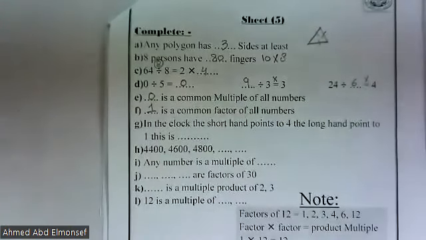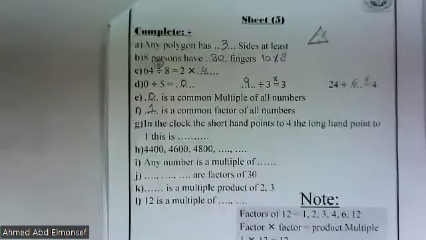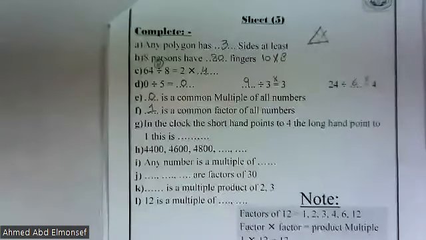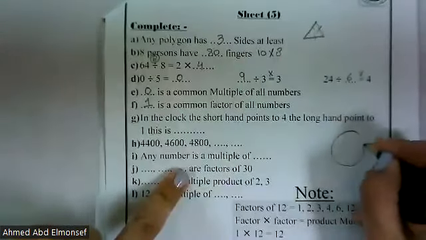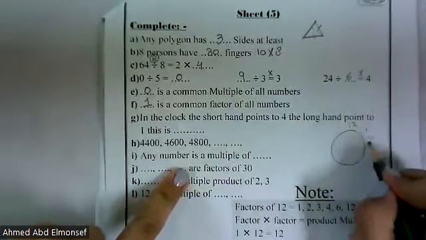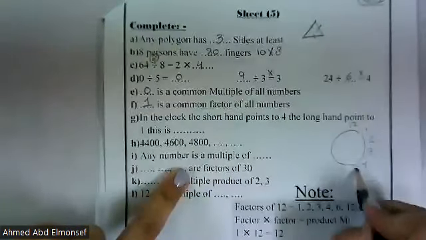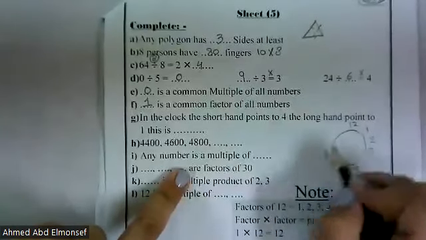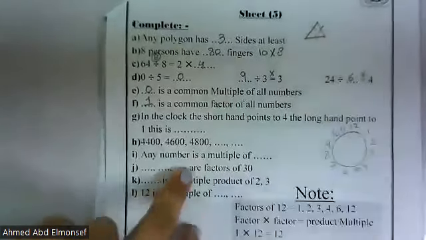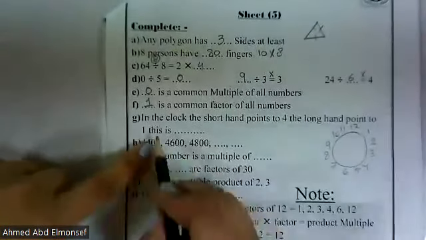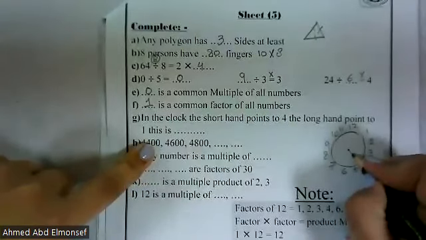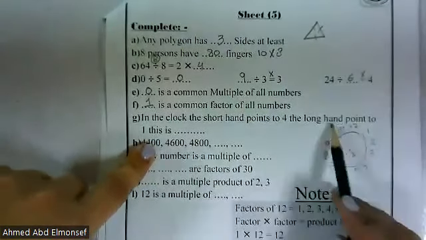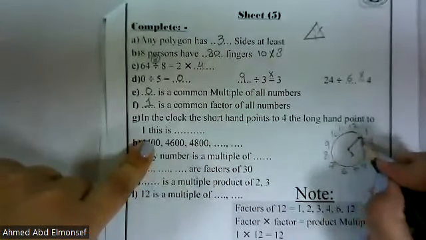Okay, thank God. Next: in the clock, the short hand points to 4. The long hand points to 1. Let's draw a clock and see. Here is my clock: 12, 1, 2, 3, 4, 5, 6, 7, 8, 9, 10, 11. So it says in the clock the short hand points to 4. The short hand points to 4. And the long hand points to 1, like this.